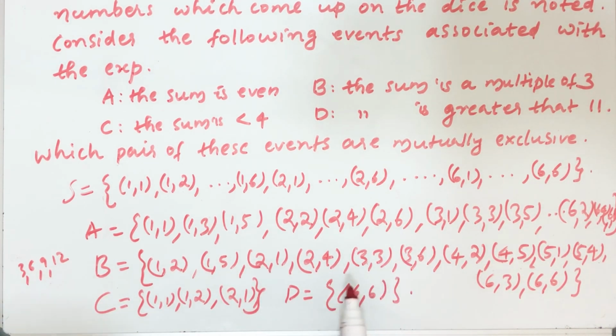To see which pairs are mutually exclusive, we have to check A intersection B, A intersection C, A intersection D, B intersection C, B intersection D. Okay, we can check.